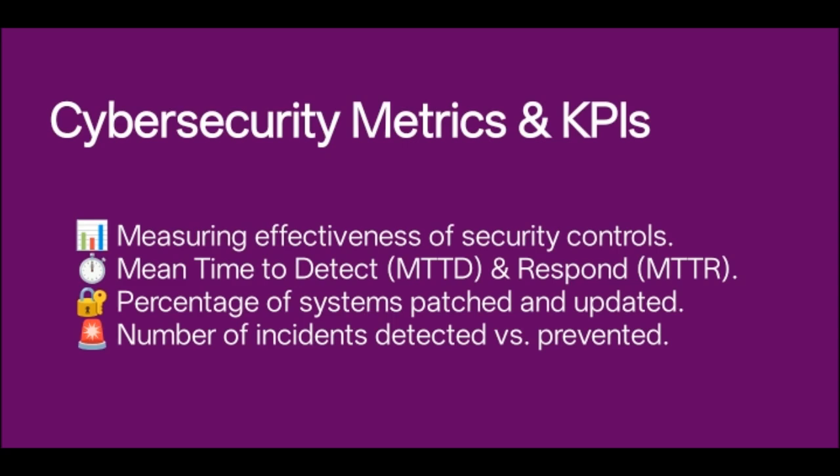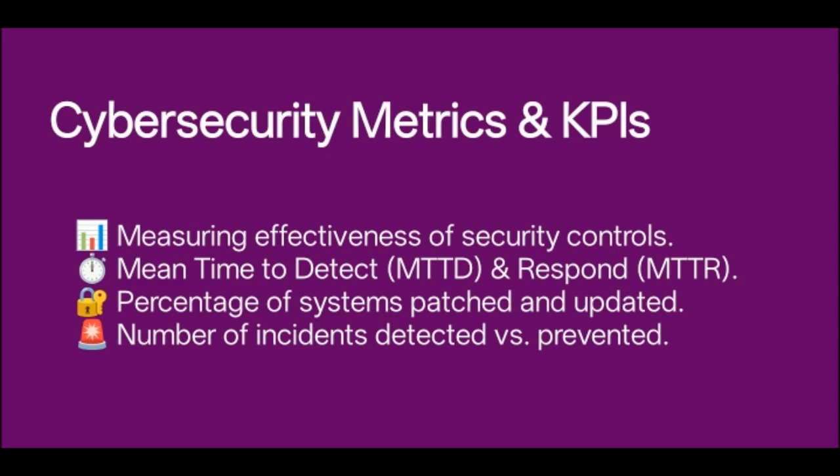To summarize, cybersecurity metrics and KPIs provide a clear picture of how secure an organization really is. Some of the most important ones include: 1. Measuring effectiveness of security controls, checking if tools and processes actually work. 2. Mean time to detect, MTTD, how fast threats are spotted. 3. Mean time to respond, MTTR, how quickly incidents are contained and resolved. 4. Patch and update compliance, ensuring systems are not left vulnerable. 5. Incidents detected versus prevented, striking the right balance between proactive and reactive defense.